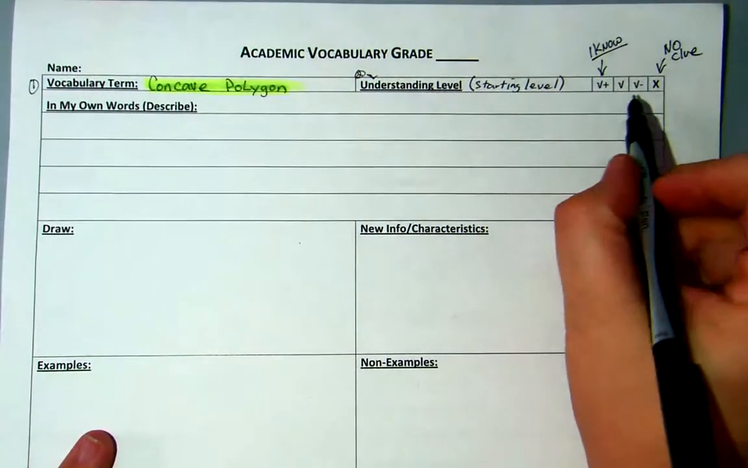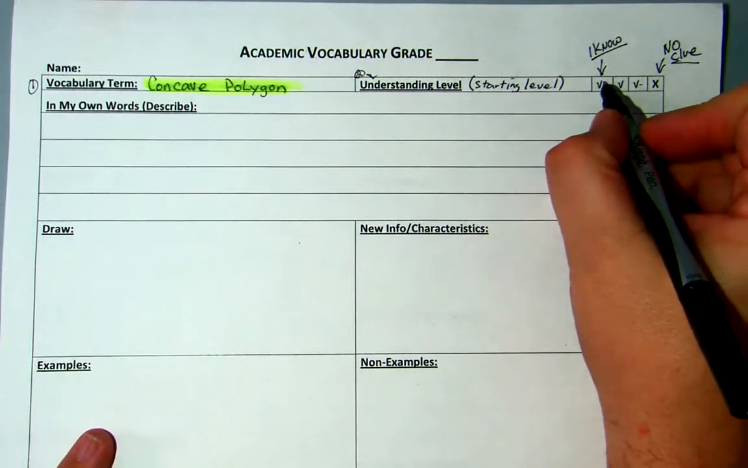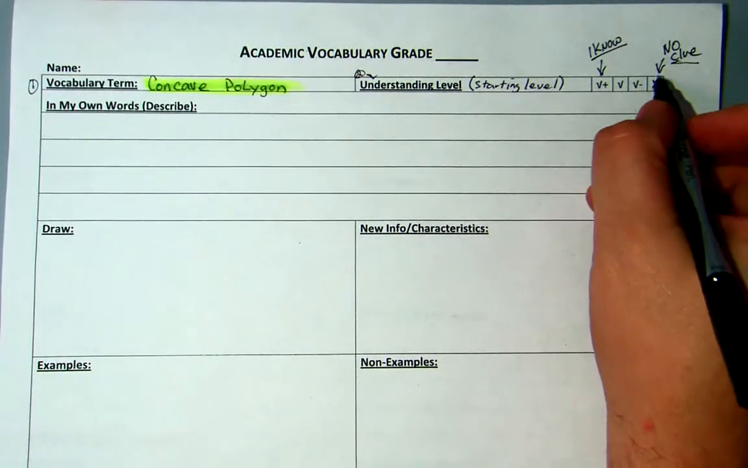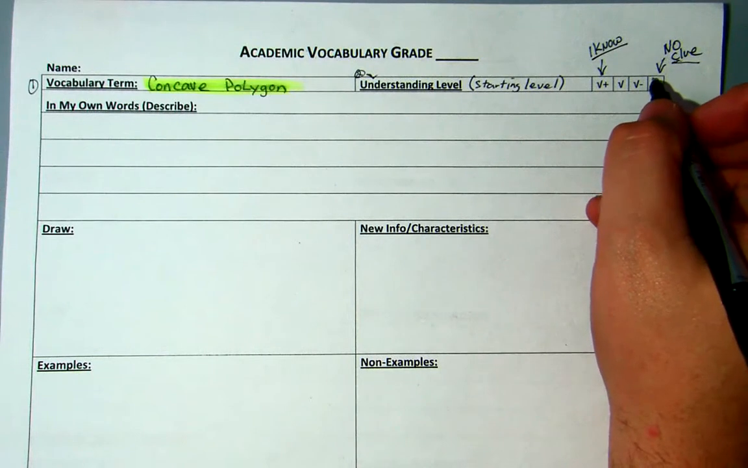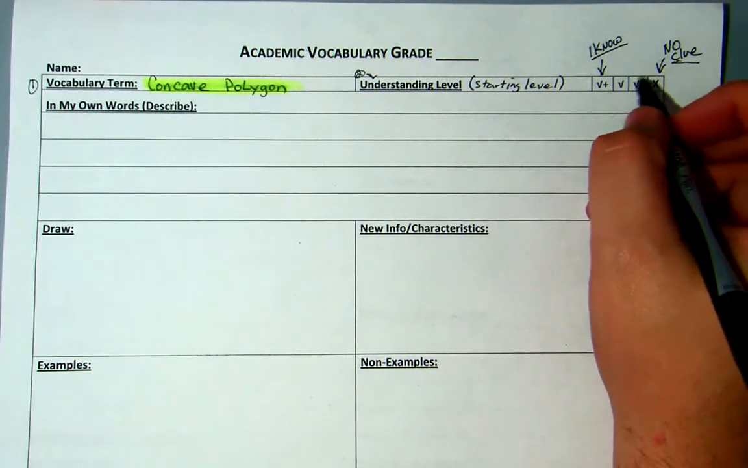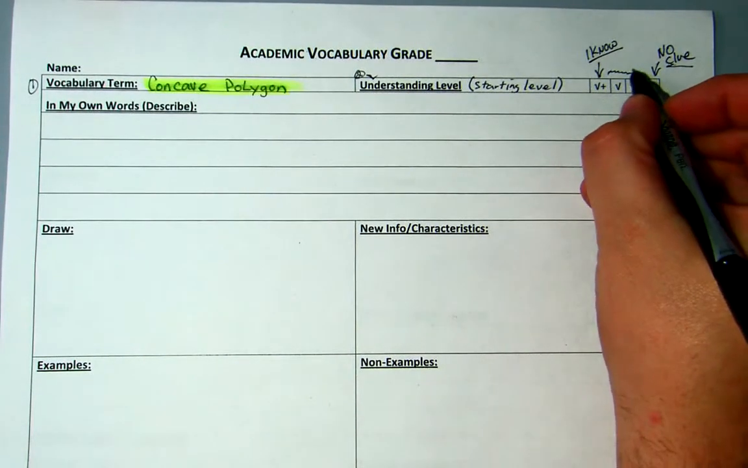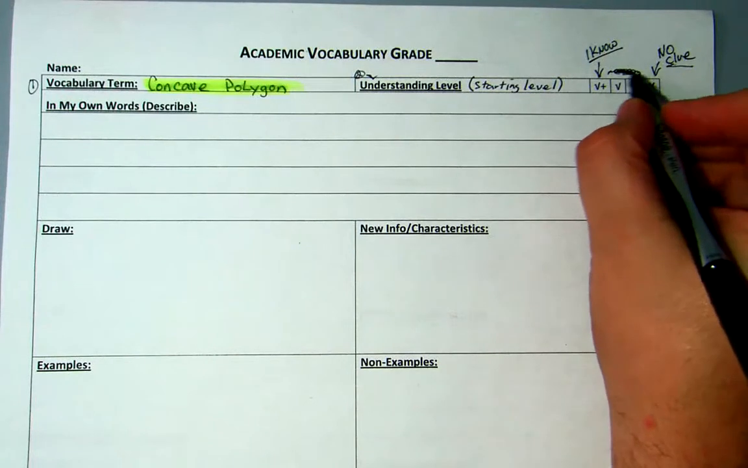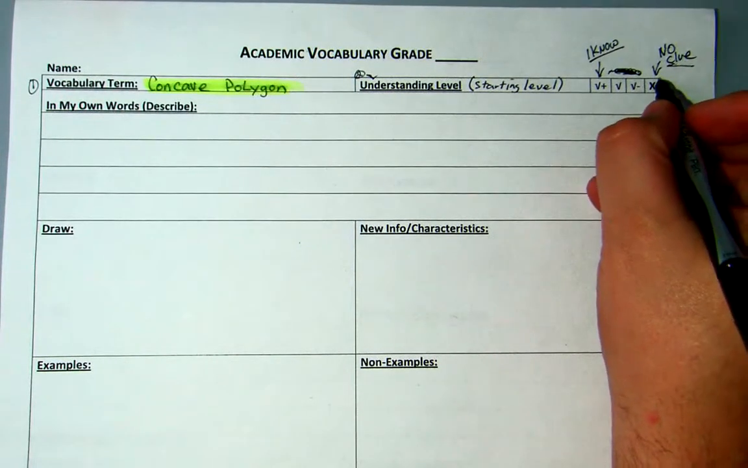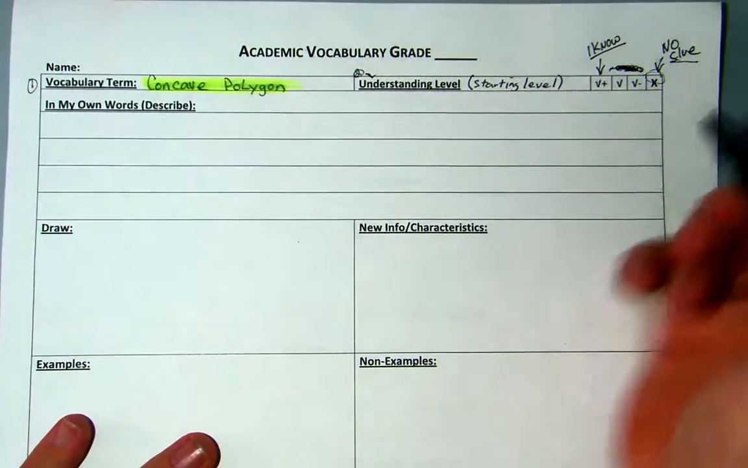There's absolutely no judgment that I will give you based off of whether you know it to start with or you have no clue to start with. Because chances are a lot of the terms that I'm going to give you, you might have a little bit of understanding. And that's where the check and the check minus comes into play. But sometimes you'll see a brand new word that's brand new to this course and you'll have no clue and you'll circle an X.